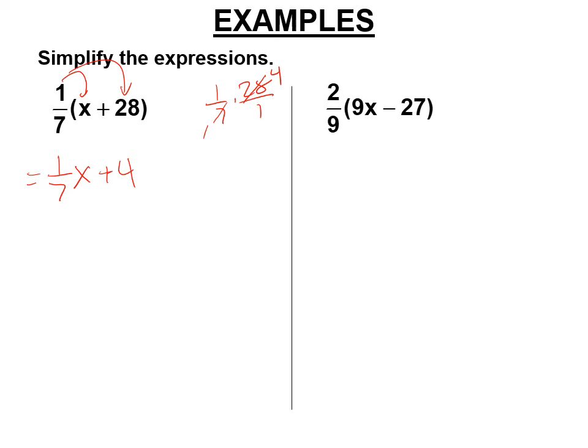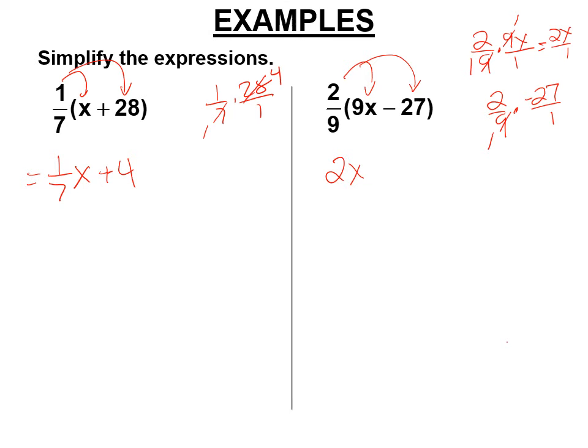All right, 2/9. Now, if you can do it in your head, great. If you can't, you come over to the side. We have to do 2/9 times both of these. The 9's cancel, and you get 2x over 1, which is 2x. Here, we're multiplying times negative 27. 9 goes into 27 3 times, so we have 2 times negative 3, negative 6 over 1, but that's negative 6. And so this simplifies to 2x minus 6, distributing a fraction.